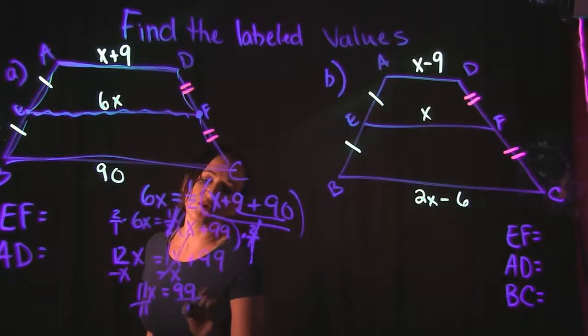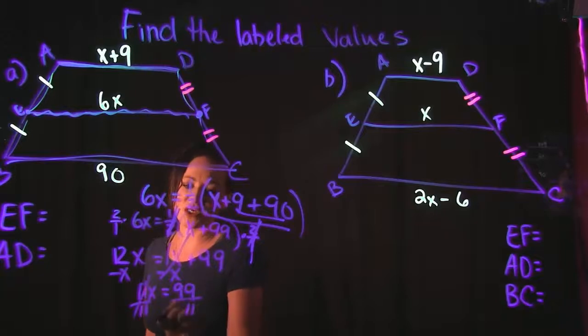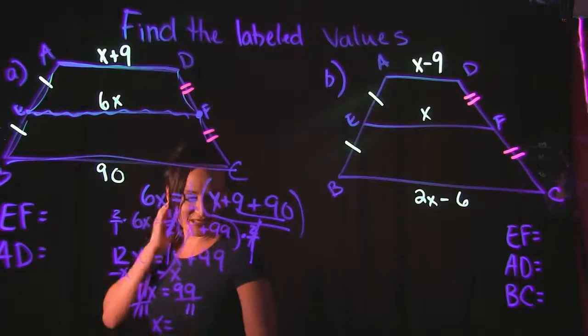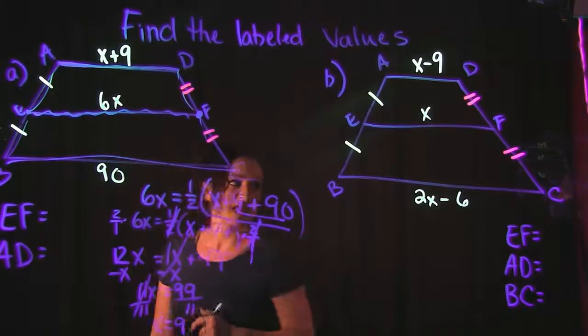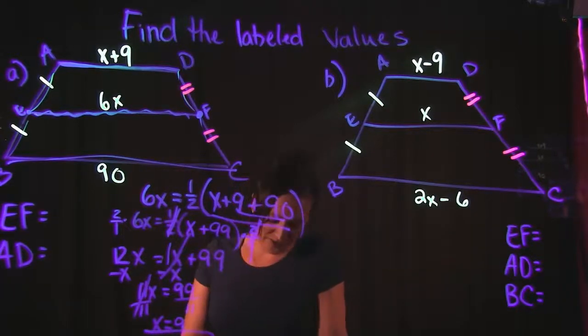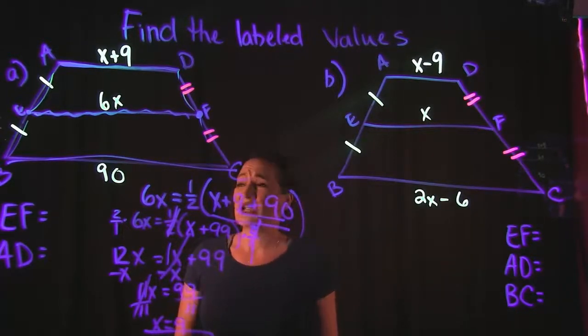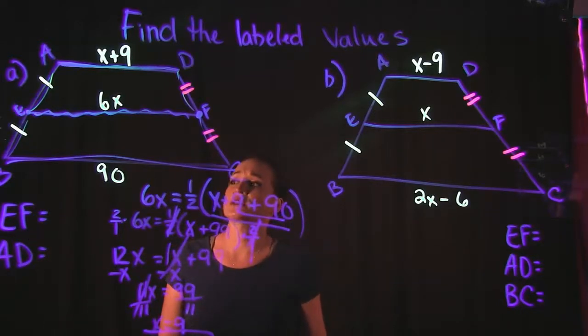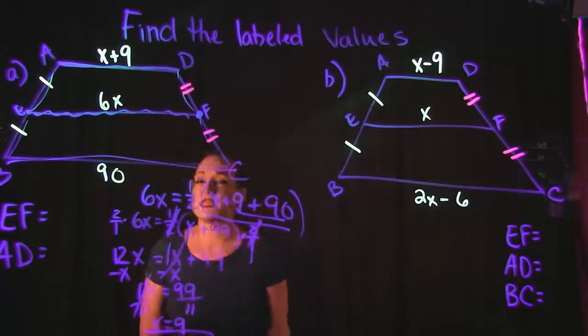And all we have to do is divide out the coefficient, and we're left that x is equal to 9. I'm sorry, 99 divided by 11 is 9. So we are given that x is equal to 9. Now, going back to what this problem asked us to do, it did not ask us to find x. It wants us to find EF, and it wants us to find AD.